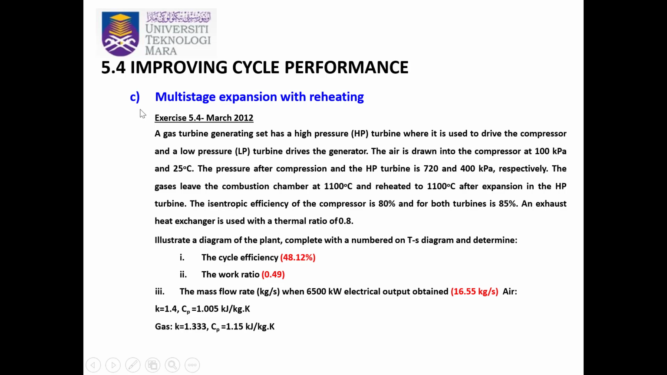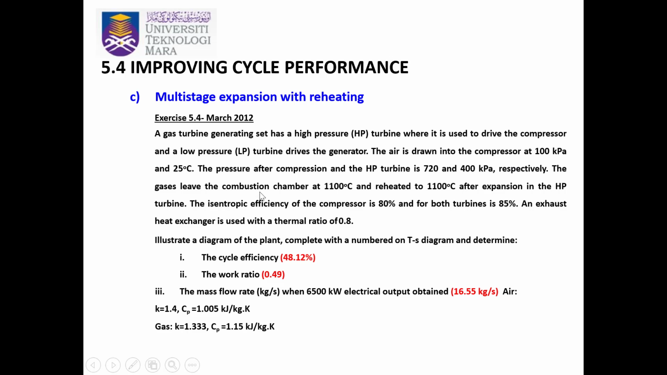So for your homework, please answer the equation multistage expansion with reheating. So multistage expansion with reheating. Okay, dekat sini beritahu a gas turbine generating set had a high pressure turbine used to drive a compressor and a low pressure turbine drive the generator. Okay, the air is drawn into the compressor at 10 kilopascal and 35 degree Celsius. So kat 35 degree Celsius, make sure tukar kepada Kelvin. Okay, the pressure after compression and the high pressure turbine is 2720 and 400 kilopascal, respectively.